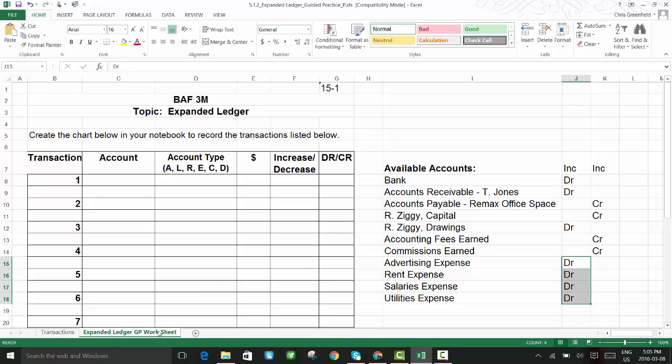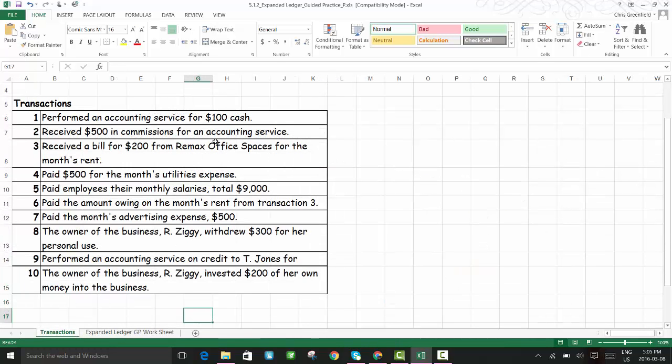All right, so let's have a quick look at our first transaction. I think it's an easy kind of warmer upper. Here we've performed an accounting service for $100 cash. So we should know right away there's no account receivable or payable involved. We got cash, and we're doing our accounting service, so we are going to need one of our revenue accounts.